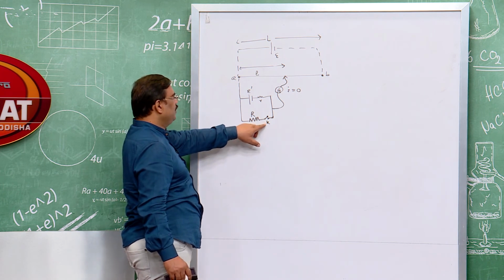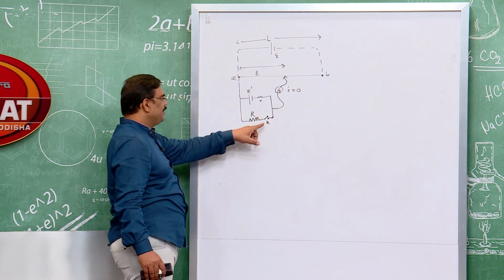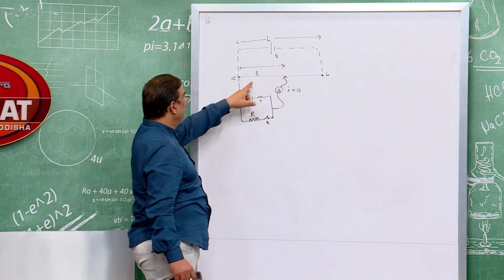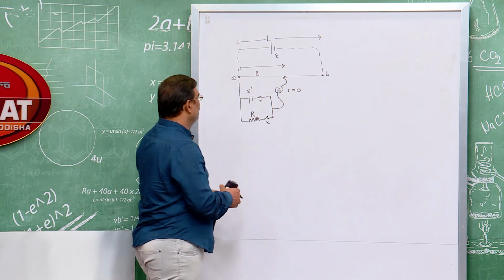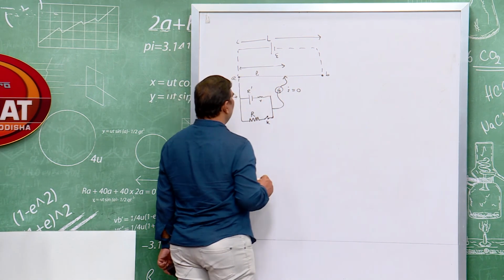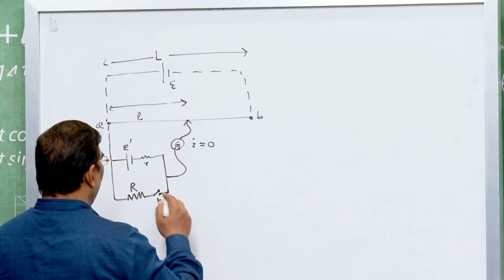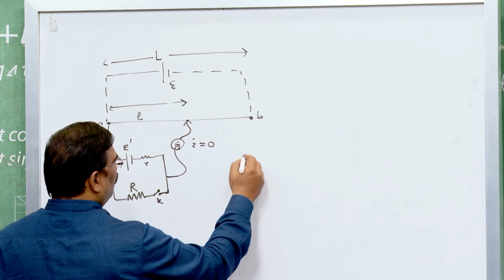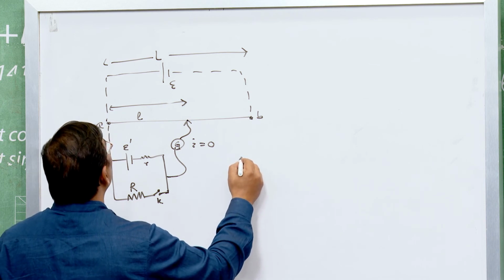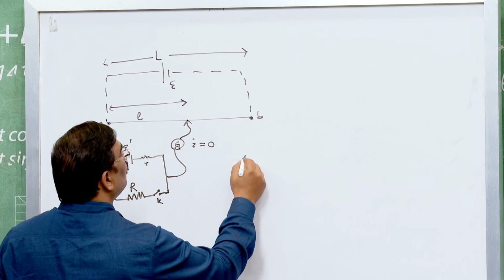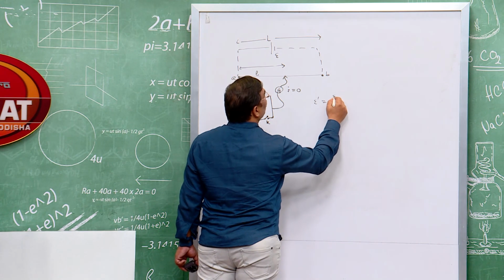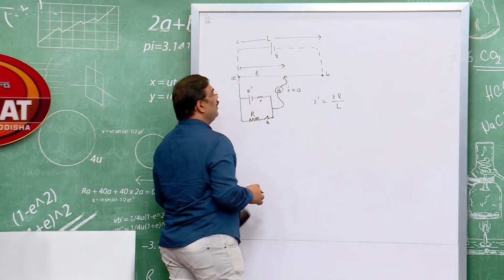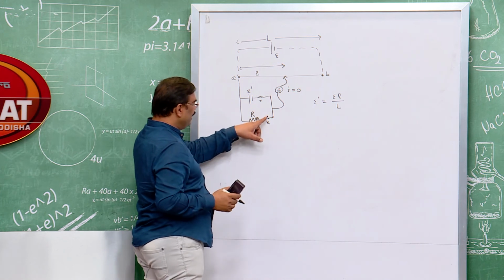Suppose this key K is open. If this key is open, then it is balancing at a length L1, and then obviously we have E dash equal to E L divided by capital L. This is my formula.